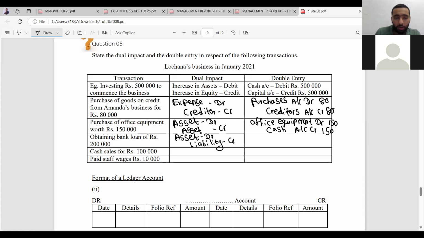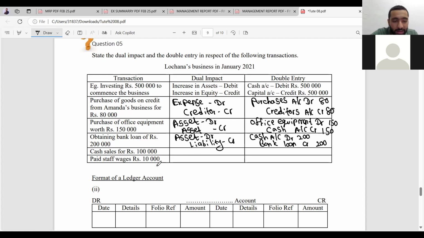So for the bank loan that you're obtaining, your cash account is debit by how much? 200. And what else? Yes, your bank loan credit by how much? 200. Right? And then the next one, cash sales for 100,000.